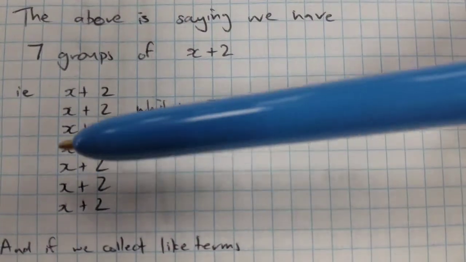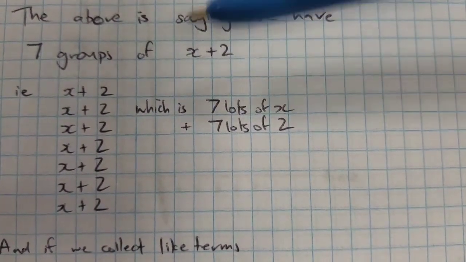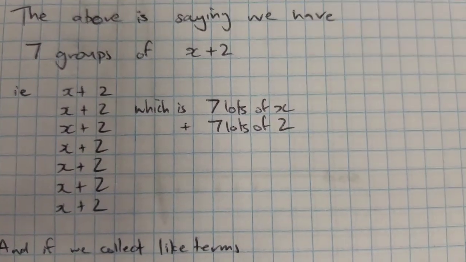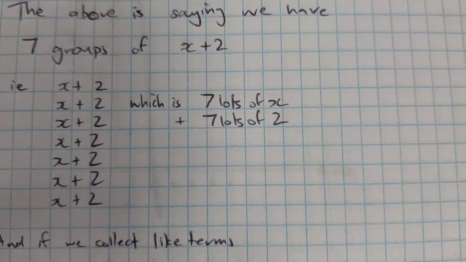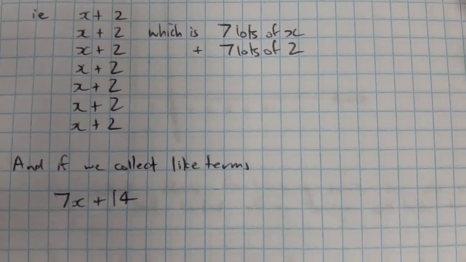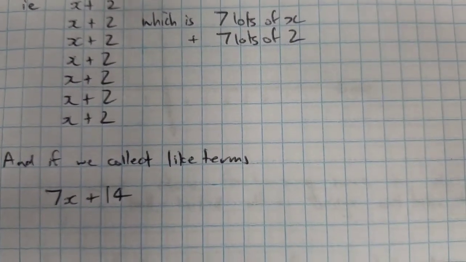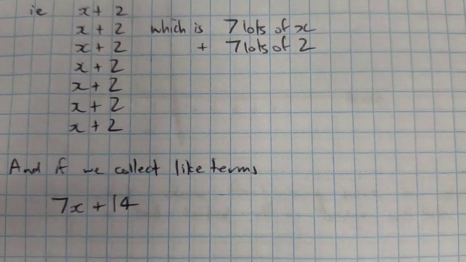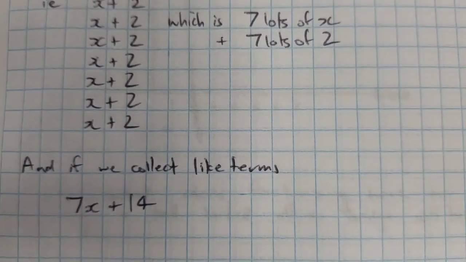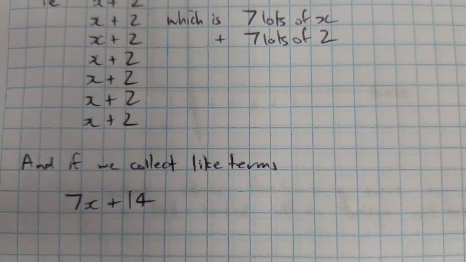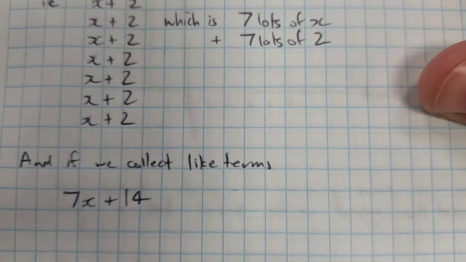And if we add all the x's together, we end up with 7 lots of x, and if we add all the 2's together, we get 7 lots of 2. If we collect those like terms, we end up with 7x plus 14. So we've moved from our 7 bracket x plus 2 bracket to 7x plus 14. And that's the distributive property or distributive law in mathematics. And it works pretty well.